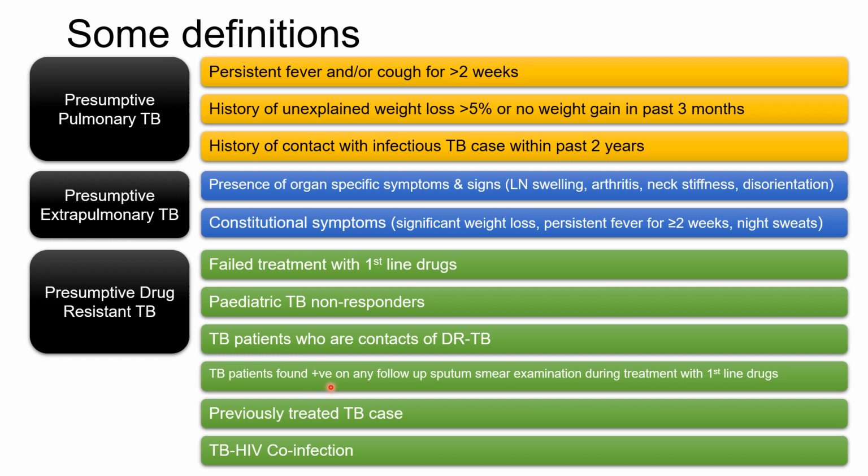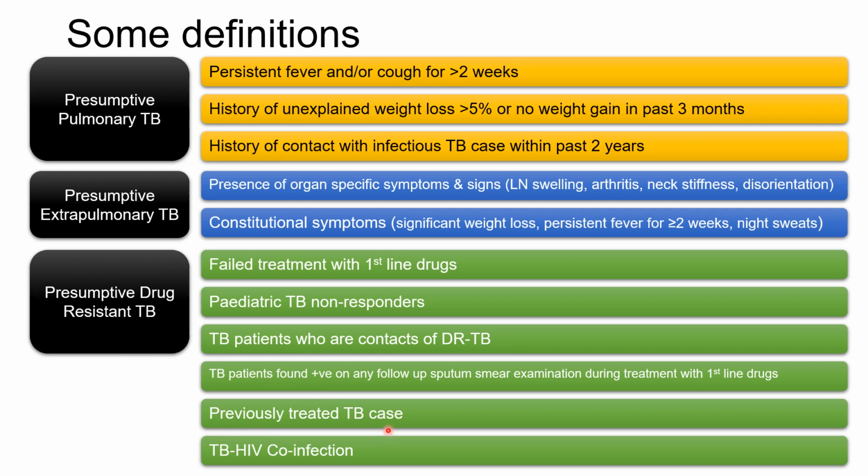Any TB patient who is found positive on any follow-up sputum smear examination during the treatment with first line drugs. If we start a patient on first line drugs, after a certain period of time we have to examine the sputum smear. If on examination of that sputum smear we find the patient is still positive for acid-fast bacilli, we have to consider that the patient is a case of presumptive drug-resistant tuberculosis.